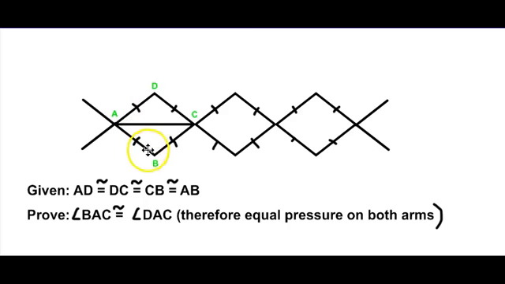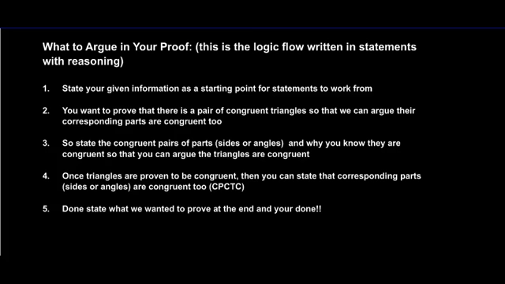So what we're given in this problem to prove that those angles are congruent is that we have a rhombus here, right? All four sides are congruent to each other. Okay, so then our job is to prove that this angle right here and this angle right here are congruent to each other. That's what we want to end our proof with, that angle BAC is congruent to angle DAC because of whatever reason that we can say that.